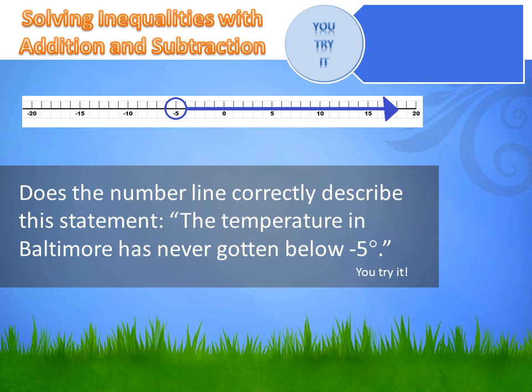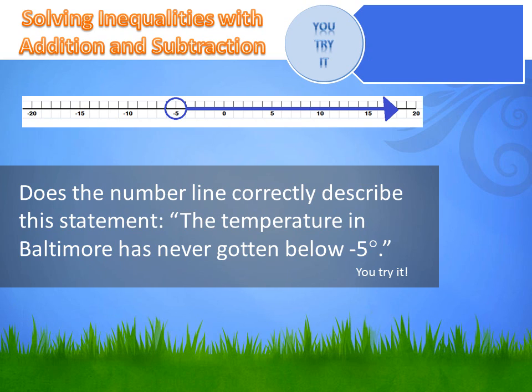Does this number line correctly describe the statement, the temperature in Baltimore has never gotten below -5 degrees? Well, let's think for a minute. The temperature in Baltimore has never gotten below -5 degrees. Is that a less than, a greater than, a less than or equal to, or a greater than or equal to situation?